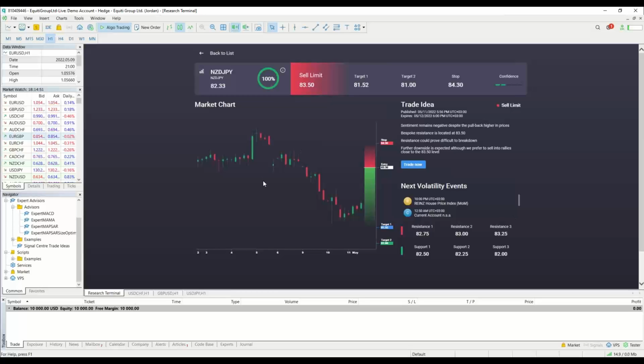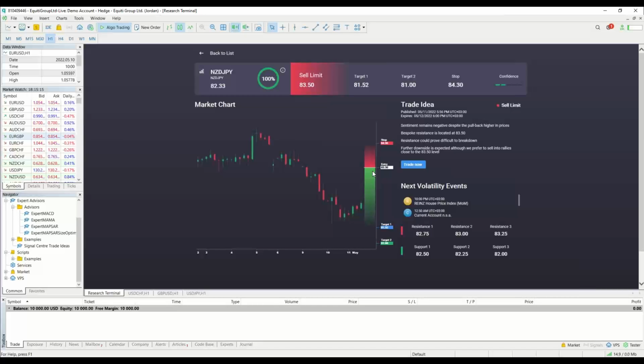On the left-hand side, we have the chart. Now, these charts are all 4-hour charts. So each candle represents 4 hours worth of price action. And we also have this visual here in green and red, which I'm sure most of you have spotted. Now, this is a way of visually showing the risk reward of the opportunities that we are posting.